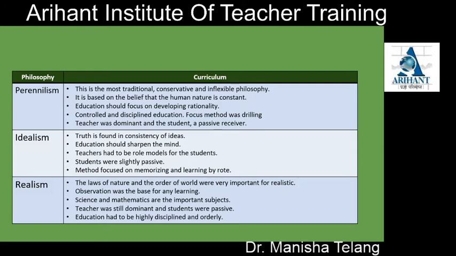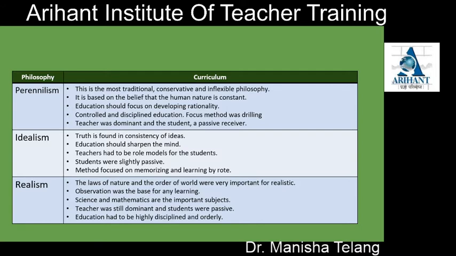Perennialism. Perennialism is the most traditional, conservative and inflexible philosophy. It is based on the belief that human nature is constant. According to this philosophy, education should focus on developing rationality. They believe in a structured, controlled and disciplined education. Their focus method was drilling. The teacher was dominant and the student a passive receiver.